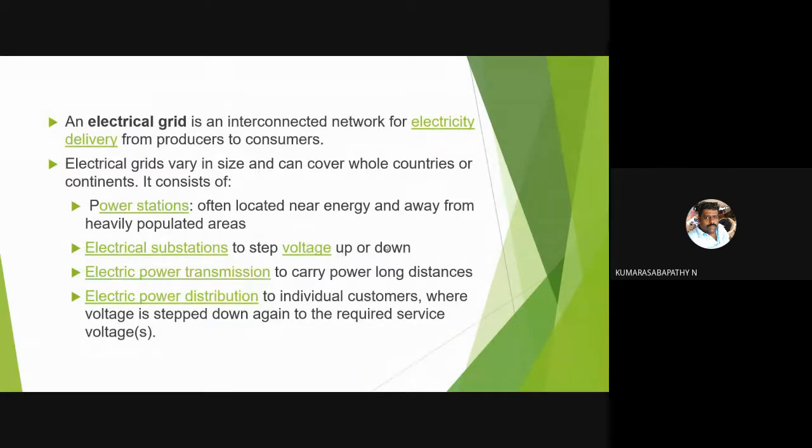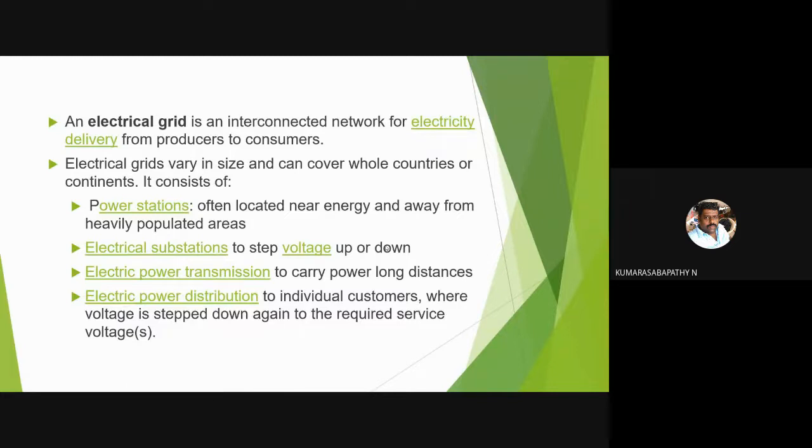On the distribution side, there are two types of distribution: primary distribution and secondary distribution. From the primary distribution, companies or industries which require an HT line are provided with 11 kV. From a distribution transformer, which is installed near localities, power is supplied to household consumers. Household consumers are those who require an LT line.